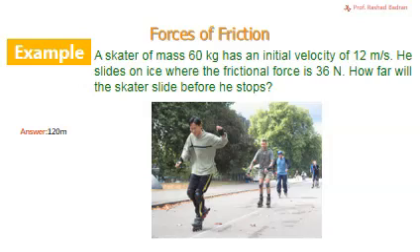In this example, a skater of mass 60 kg has an initial velocity of 12 meters per second as shown. He slides on an icy road where the frictional force is 36 newtons. The question is, how far will the skater slide before he stops? One given answer for delta x: 120 meters.